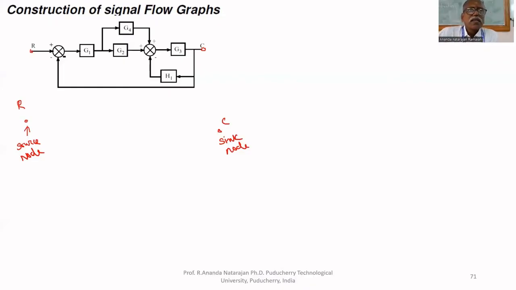All other takeoff points as well as summing points will be marked as nodes. First node, this is the second node, third node, fourth node, fifth node, sixth node, seventh node. Therefore, C is the seventh node, R is the first node. Now we can draw all other nodes: second, third, fourth, fifth, sixth node. That's all.